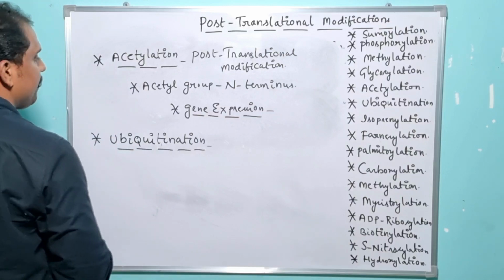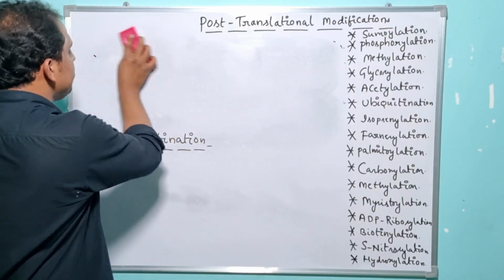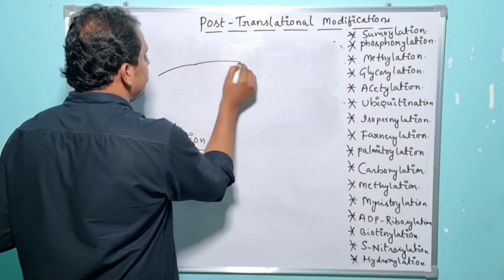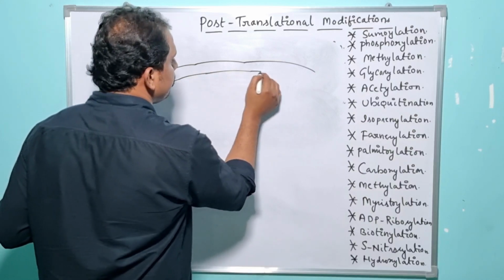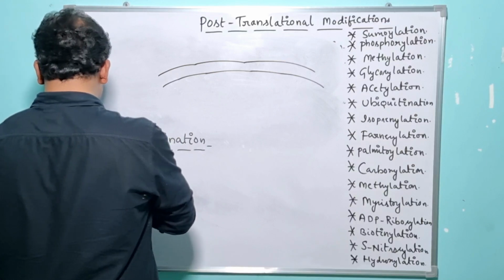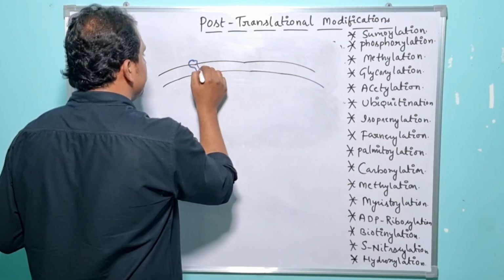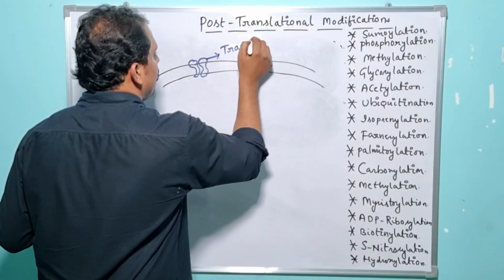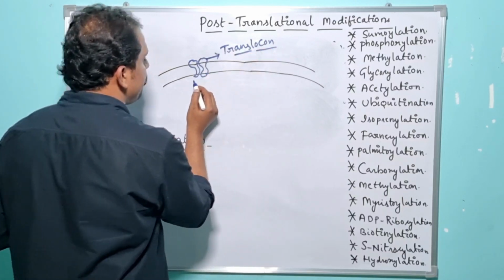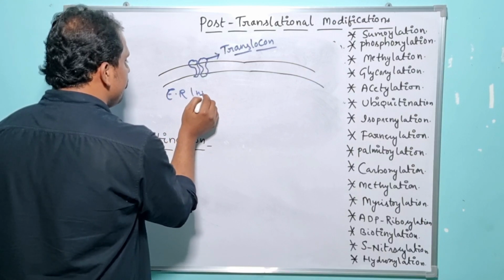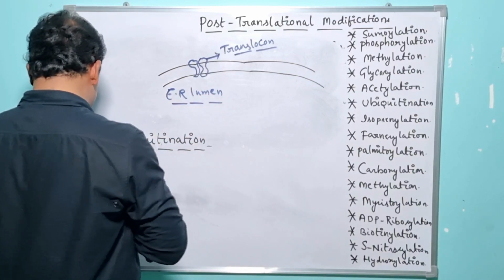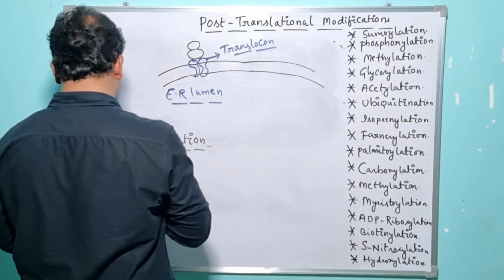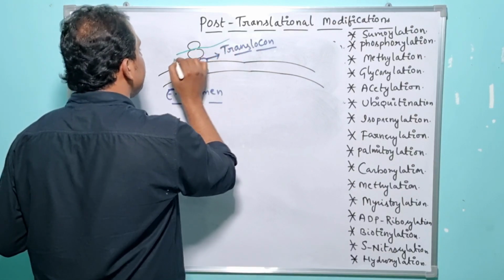For your better understanding, let me present it here. Let us assume a newly synthesized polypeptide chain, synthesized during the translation mechanism. Let us assume this is the endoplasmic reticulum, and these are the translocons, which act as channels for the successful recruitment of the polypeptide chain into the endoplasmic reticulum lumen. Here is the small subunit of the ribosome, the large subunit of the ribosome, and the mRNA.